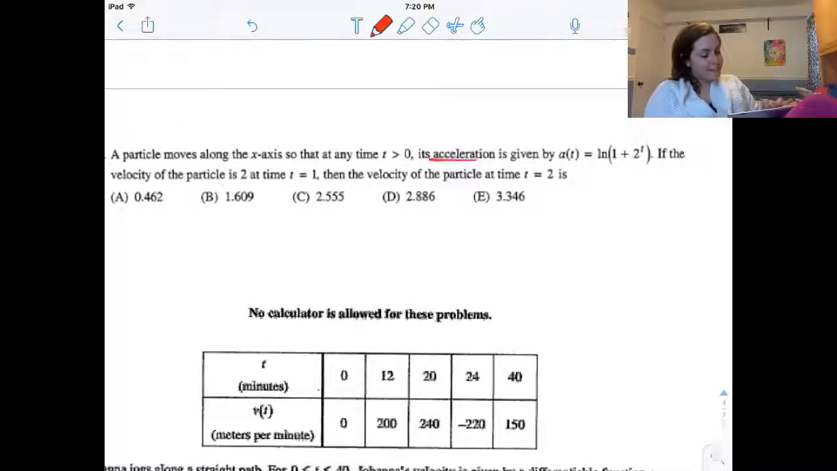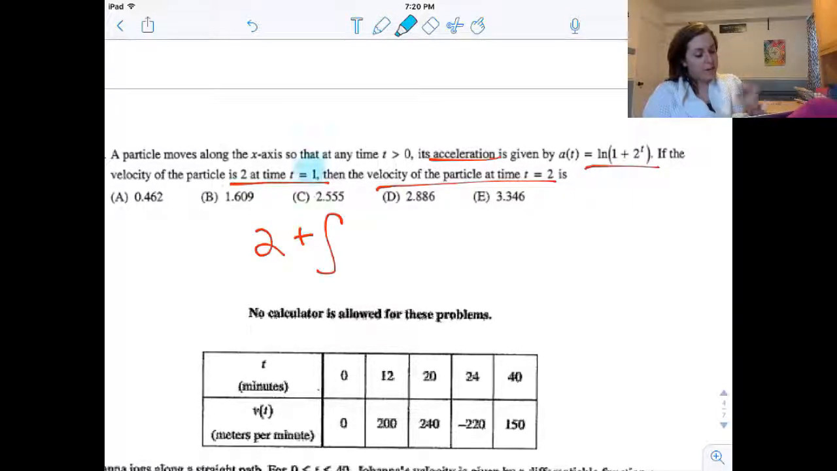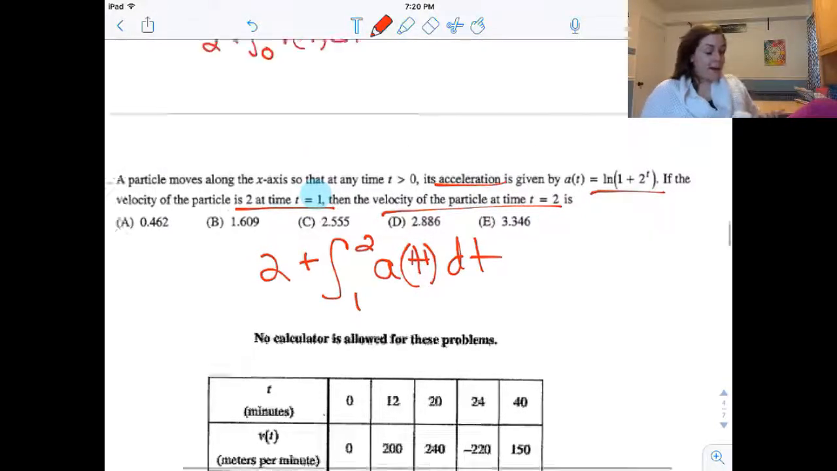Its acceleration is given by this. If the velocity is 2 at time equals 1, what is the velocity at t equals 2? Initial plus net change. So your initial is 2. All of these were 2. Our net change is going to be the integral, and notice where we started now. We started at 1. So this is the integral from 1 to 2 of a of t dt.